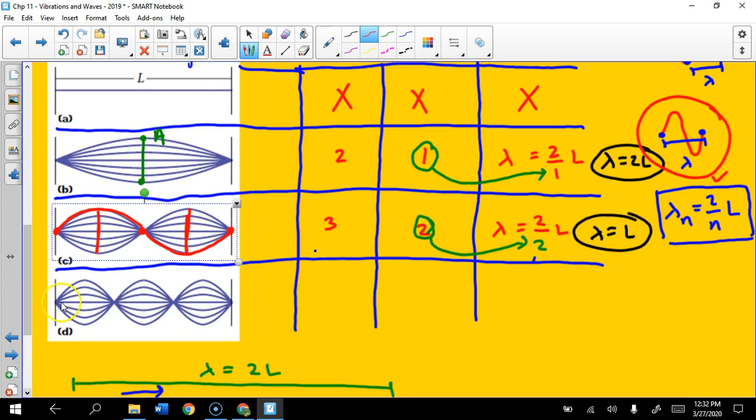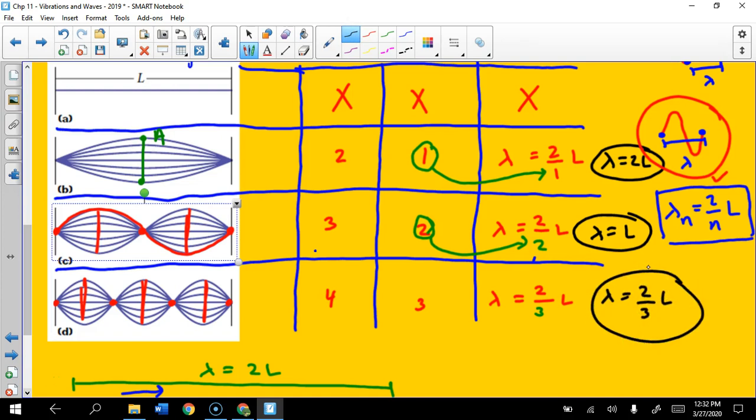So count the number of nodes, and you have 4 of those. Count the number of antinodes and you've got 3 of those. Apply into the formula, so lambda is equal to 2 divided by 3 times the length. And so this time it doesn't simplify, it just says that lambda is equal to 2/3 L. What does that mean exactly?